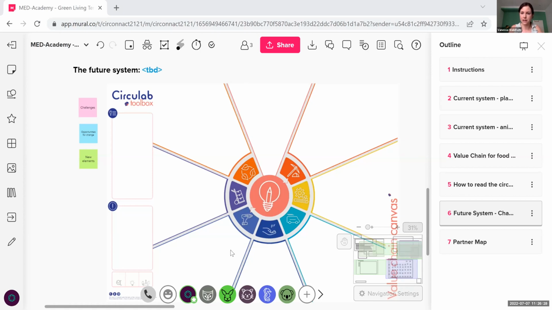So that's actually the task to develop within the next weeks, and then it will be pitched. You can work either in groups or individually, as you prefer.